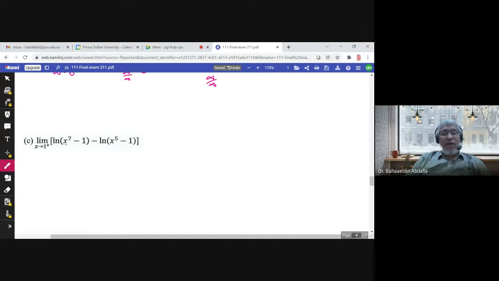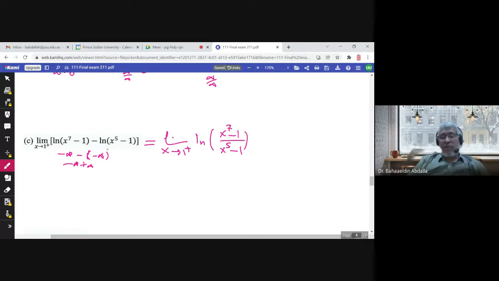If I replace x by 1, 1 minus 1 is 0, ln 0 is negative infinity. Minus 1 minus 1 is 0, ln 0 positive is negative infinity. So this will give you negative infinity plus infinity, and this is an indeterminate form. So what to do with it? I will write it as ln of (x to the power 7 minus 1) over (x to the power 5 minus 1) using the properties of logarithmic functions.